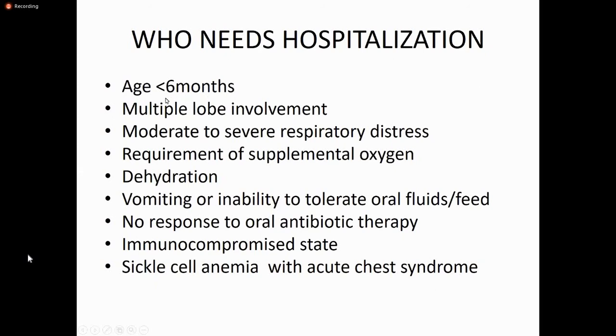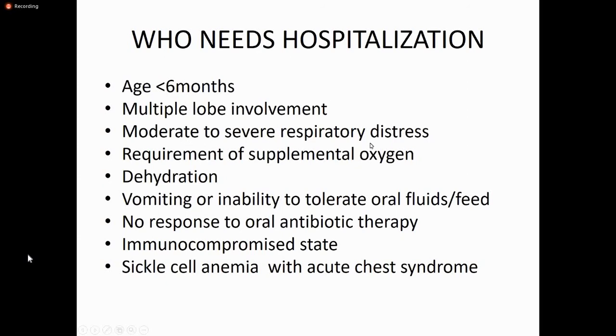And the reason is that the younger the baby, there will be more chances that the parents can miss the danger signs and the child's condition can deteriorate quickly. And the child is too young to tell anything about his or her condition. So it's better to admit the patient for close monitoring and also for monitoring of the complications. Then if there is involvement of multiple lobes, there are more chances that the child can deteriorate at any time and may need ventilatory support. So this child needs close observation and admission.